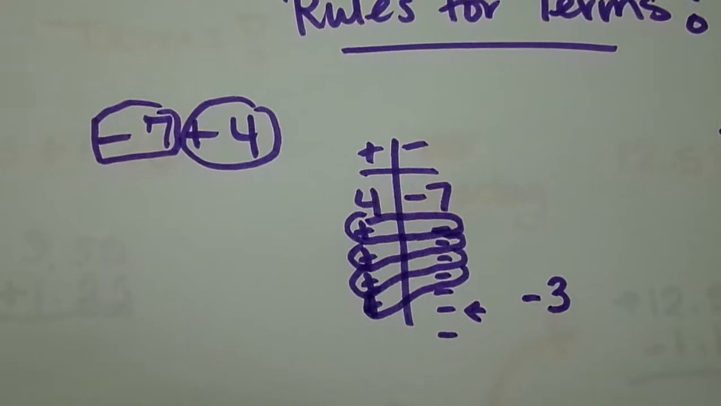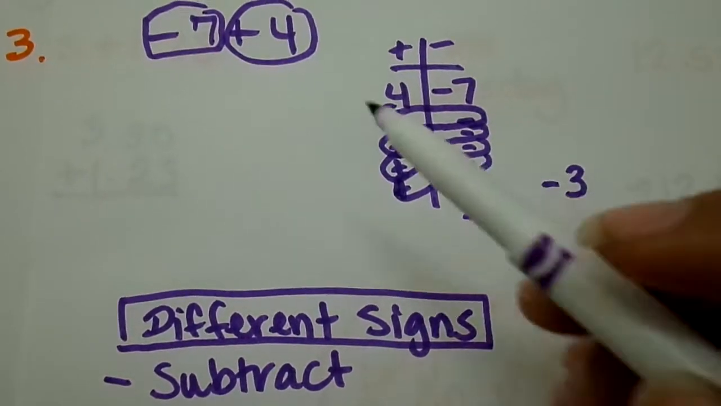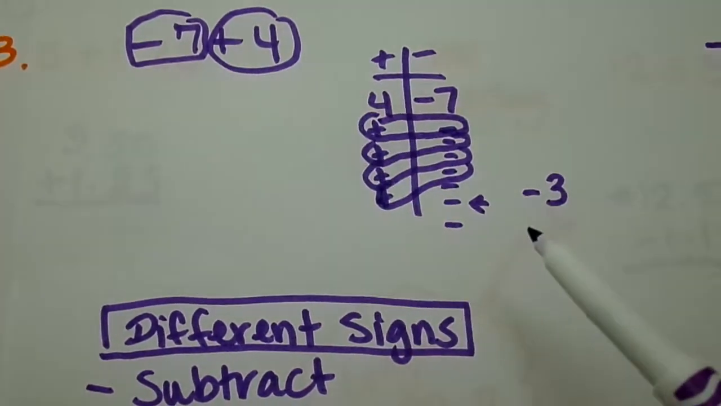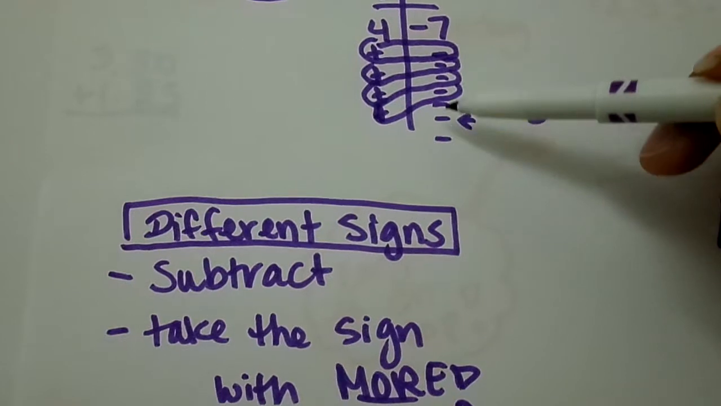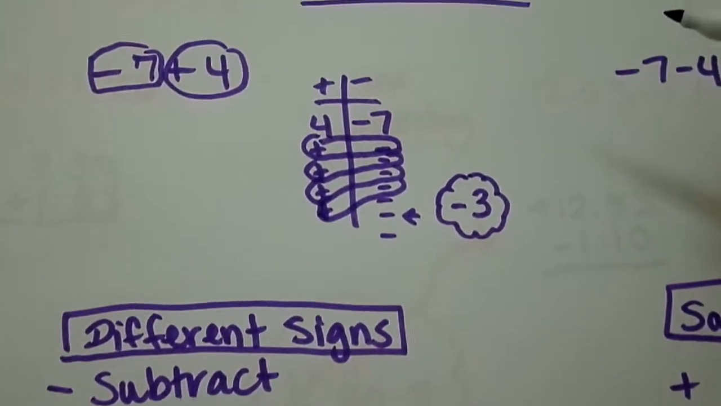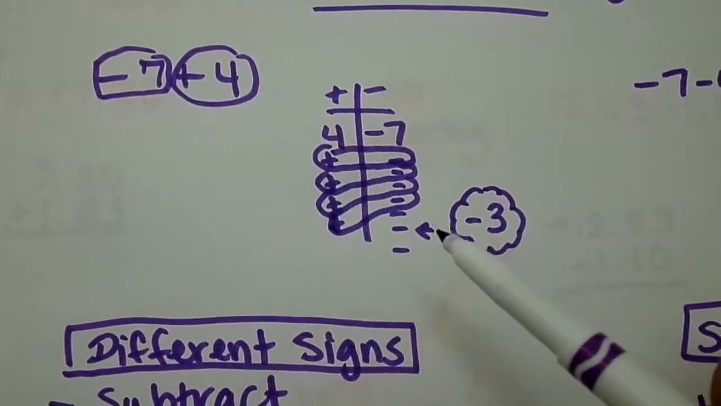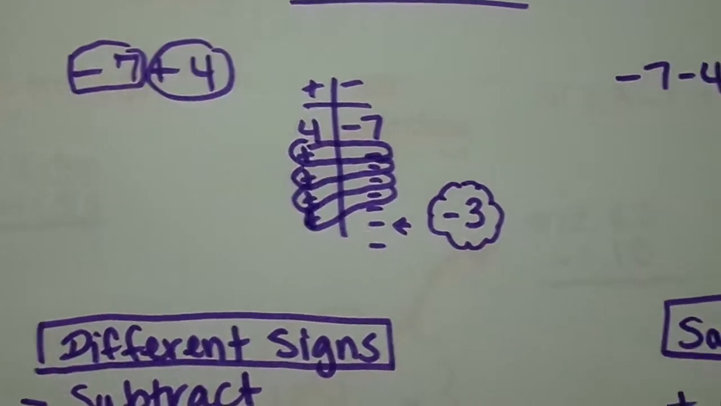So when combining terms, when we have different signs, we're going to subtract. 7 subtract 4 is 3, and we're going to take the sign with more. Since I have more negatives, I have an answer of -3. So again, 7 subtract 4 is 3, but since I have more negatives, I have an answer of -3.